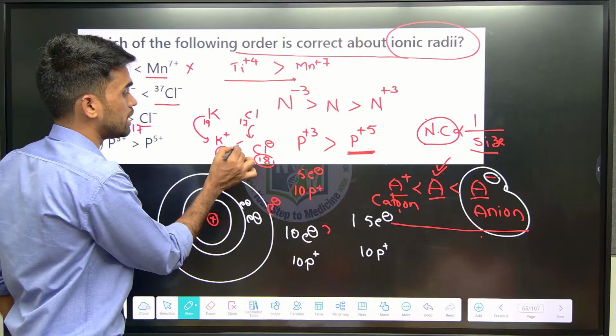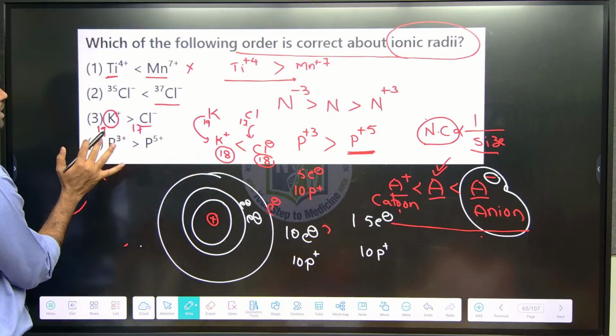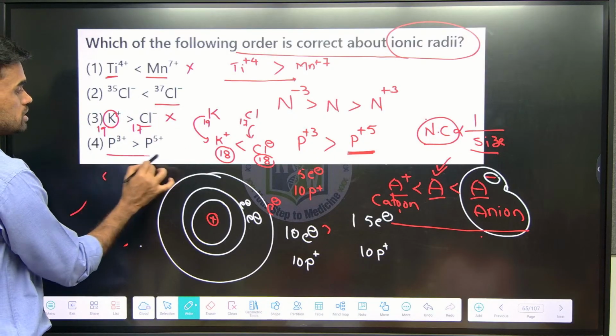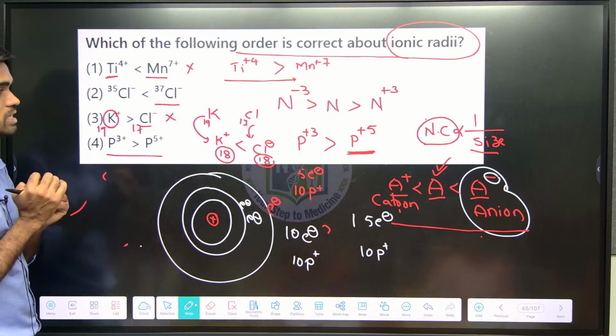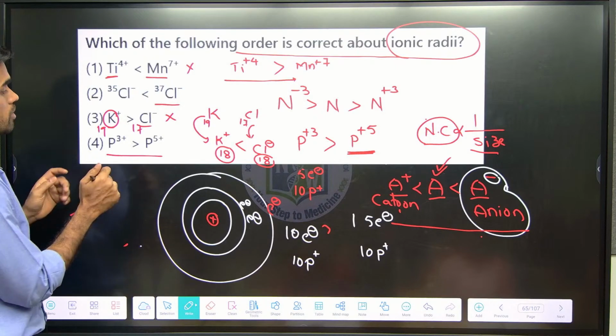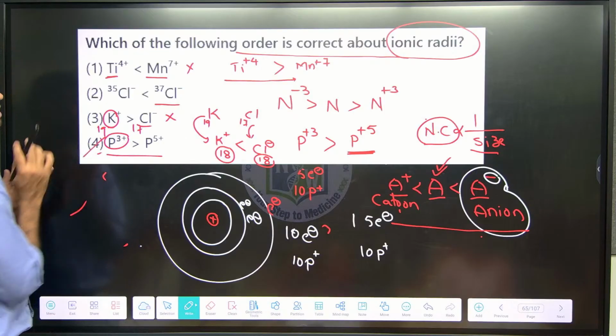Chloride ion is a greater size than potassium cation. Okay, so did they mention it in the correct way? No, remove this. Next, what about this? Just now we discussed P plus 3, P minus 3. Which is larger in size? P plus 3 should be larger in size. Okay, this is correct. This is perfect.